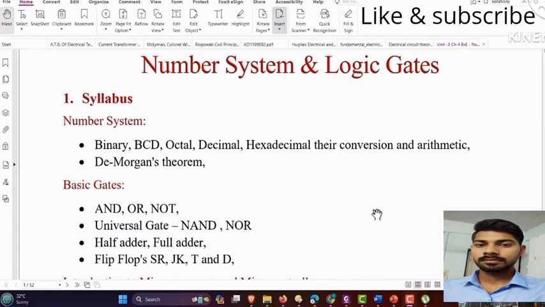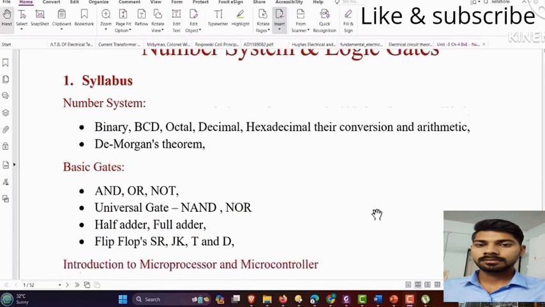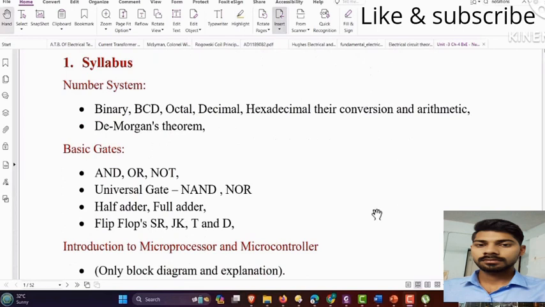The theorems that are used in binary number systems, called De Morgan's theorem, are covered. Then our focus will change to digital electronic building blocks. Those are basic gates: AND gate, OR gate, NOT gate. Then we will study universal gates. Those are NAND gate and NOR gate.